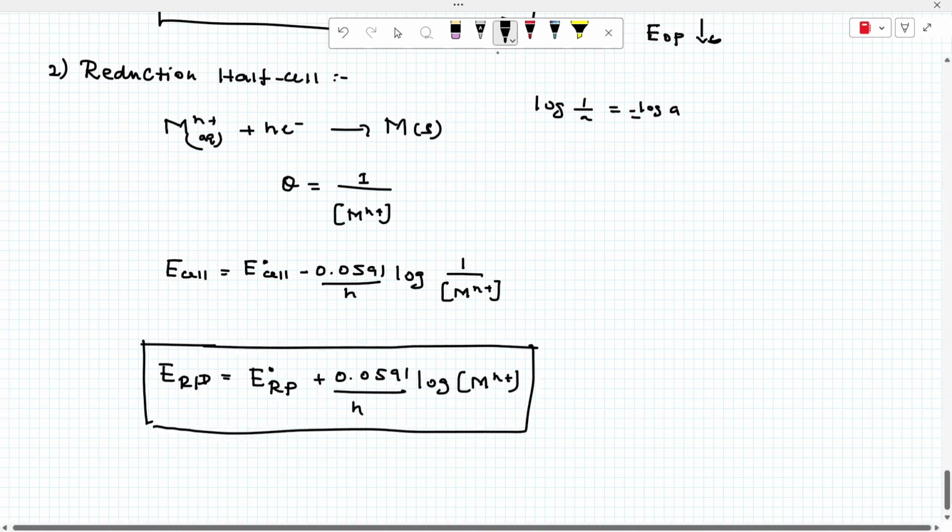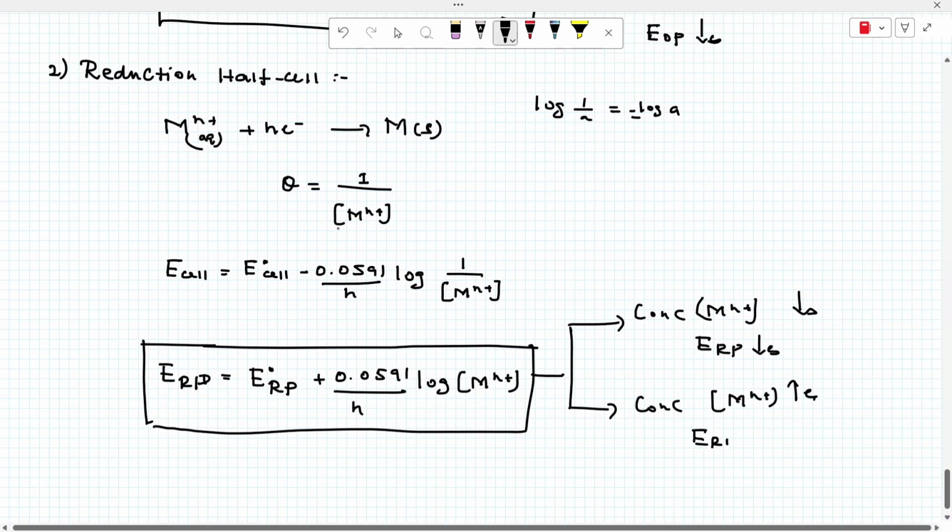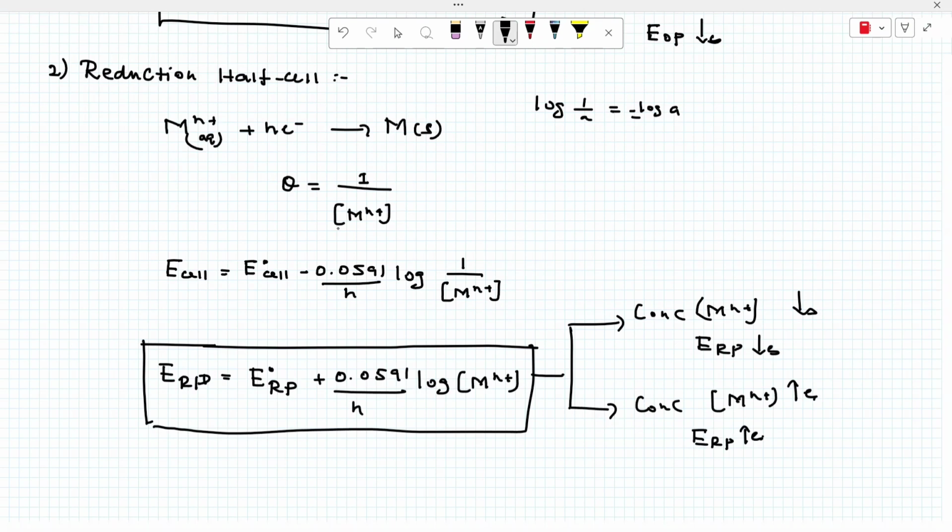It is the same, but here it becomes exactly opposite, right? If the concentration of M^n+ decreases, what will happen? The reduction potential value also decreases. Similarly, if the concentration of M^n+ increases, what will happen? The reduction potential value also increases. Simple, please note. Very important.